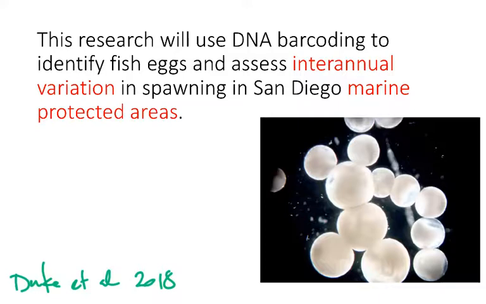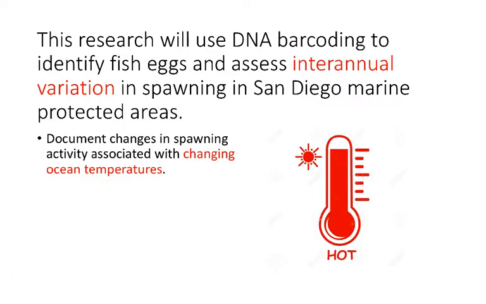What I'm showing in red here are two areas where you can dive deeper in these specific aims to provide some specifics about how you're going to conduct this study and actually answer this broader research question. For this particular study, if you focus first on this interannual variation part, you can come up with an aim like so. This is one specific aim related to this broader research question. This aim is to, quote, "document changes in spawning activity associated with changing ocean temperatures."